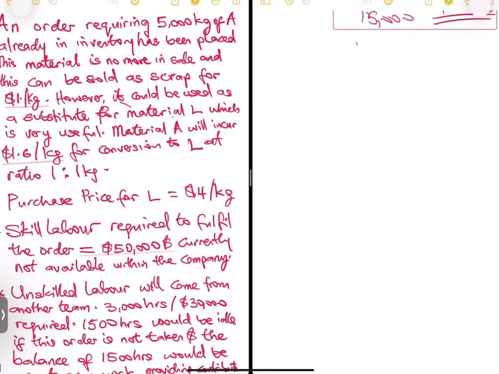Okay, let's look at this. An order requiring 5,000 kg of A already in inventory has been placed. So someone is asking us to sell 5,000 kg of A. And luckily, we have it in stock.